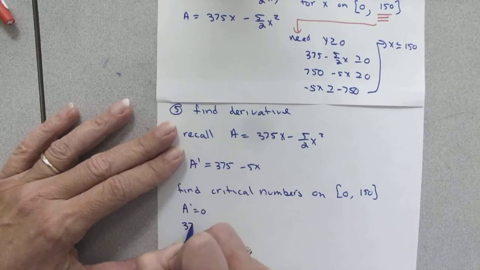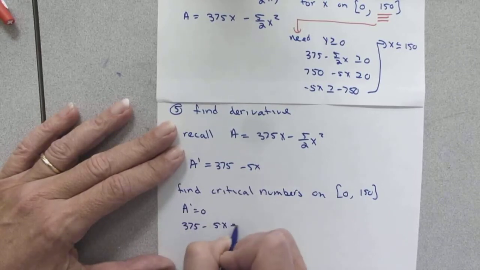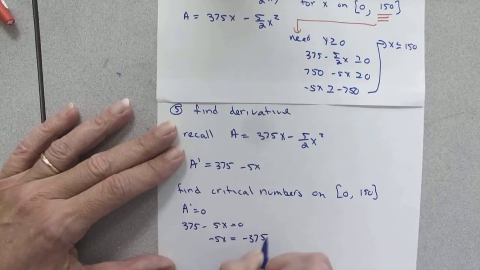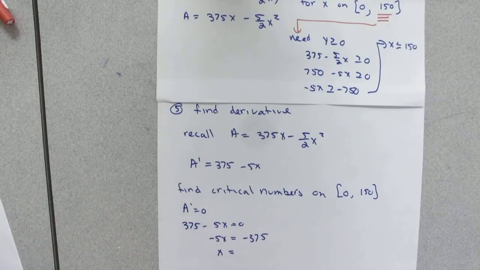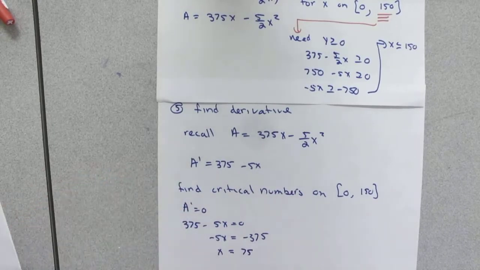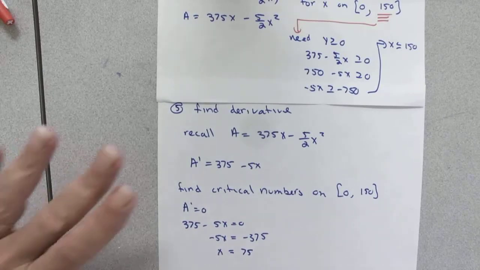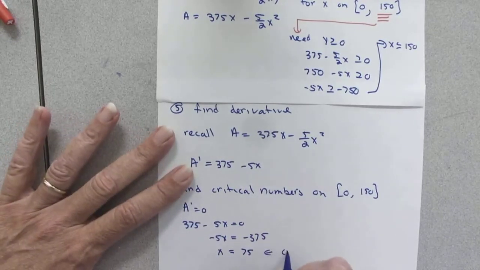So I set that derivative equal to 0. And so I get negative 5x equals negative 375, and x equals 375 divided by 5, 75. That's what we think the answer is going to be, or what's going to lead us to the answer. But all we know for sure is this is a critical number.